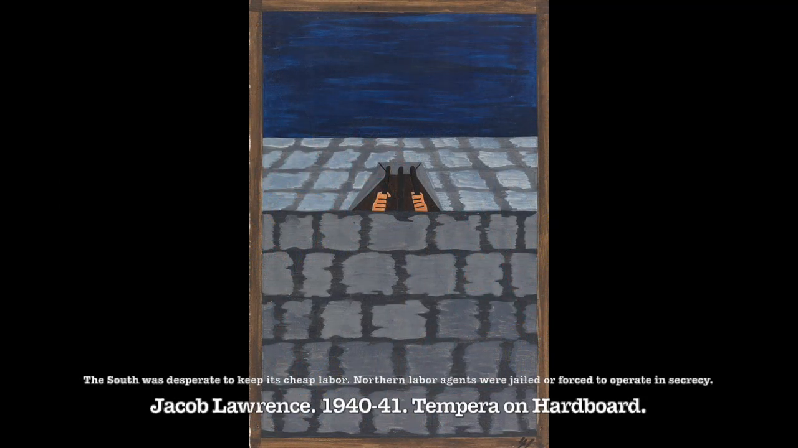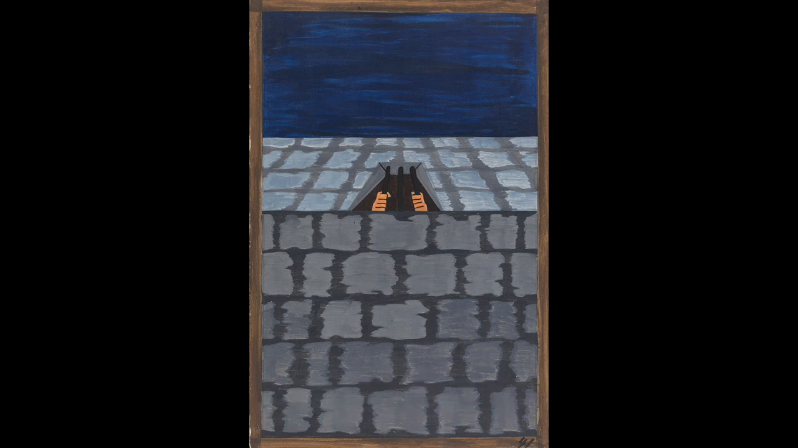The South was desperate to keep its cheap labor. Northern labor agents were jailed or forced to operate in secrecy. In two previous panels, he refers to labor agents and the work that they did to fill jobs that were emptied from World War I. Now he's looking at the backlash of that after the migration hits its peak.